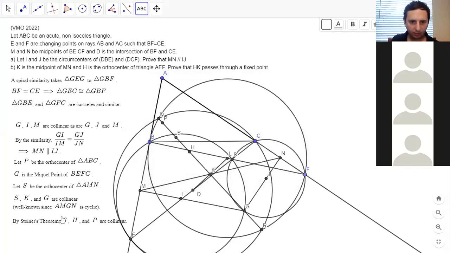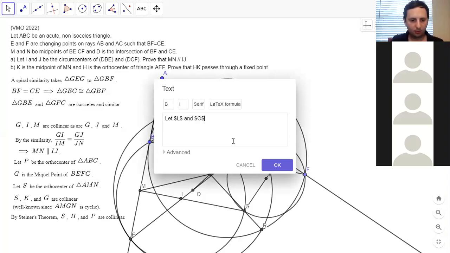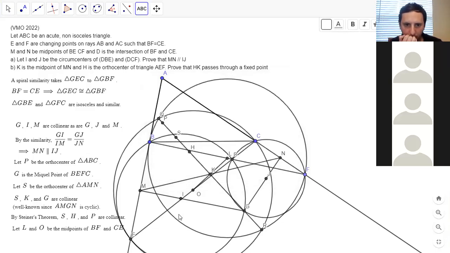And then we have O and L be the midpoints. Let L and O be the midpoints of BF and CE. And so first of all, then M, so we have M. MONL is a parallelogram because K is the midpoint of MN, and you can just prove that PH and K lie on the radical axis of O and L.